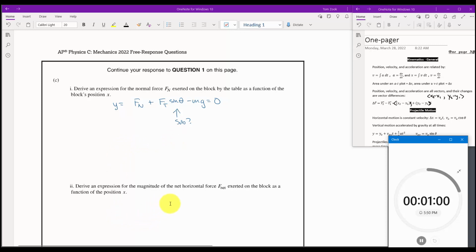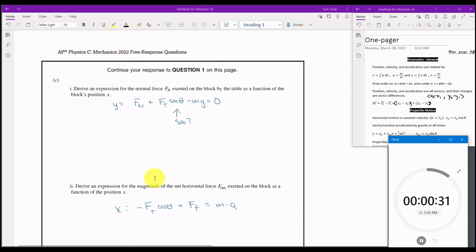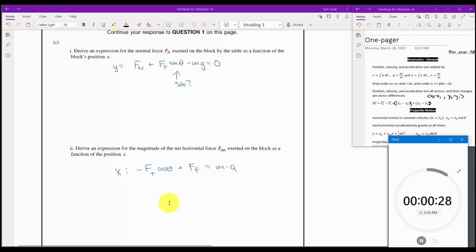Derive an expression for the magnitude of the net horizontal force F net exerted on the block as a function of the position x. Okay, again, it's position x. So in this case, in the x direction, the net force we would have, let's say, negative tension force cosine component plus the friction force, which would be equal to m times a. I guess is it accelerating? I guess it could be accelerating. Didn't say it wasn't. So we could set that up, but again, they want it in terms of x, so we're gonna have to sub something in there. Anytime you have friction, you can always say that it's gonna be mu times normal force. That could be worth some credit.